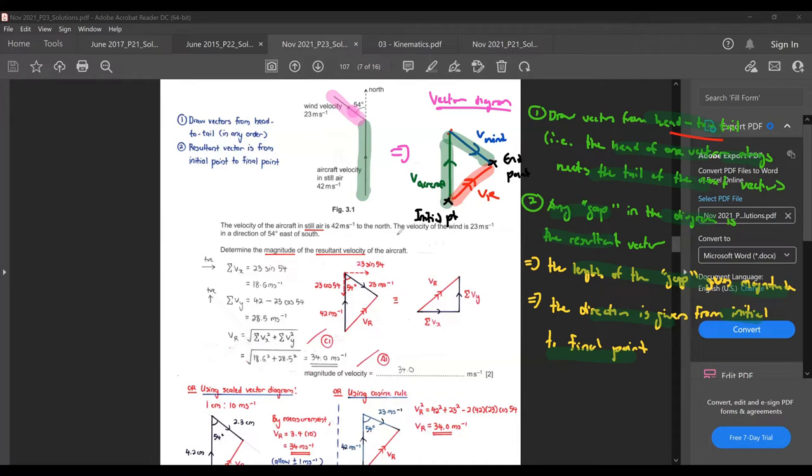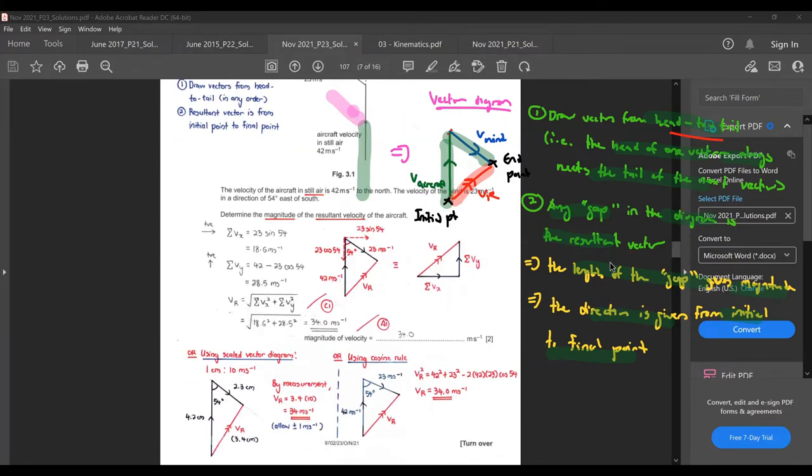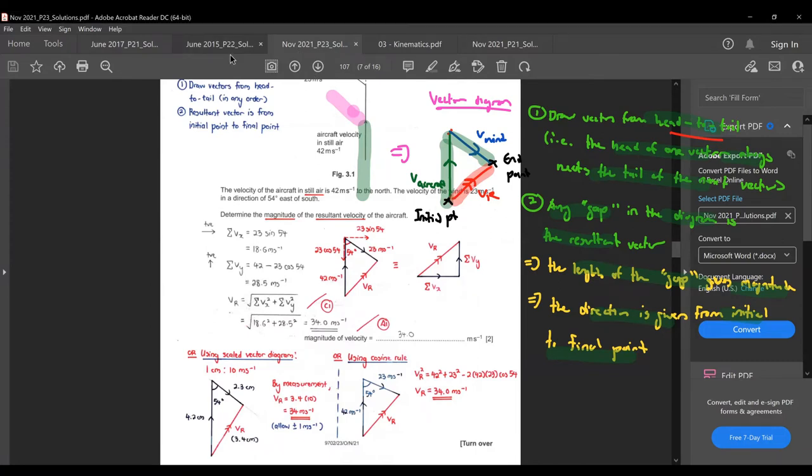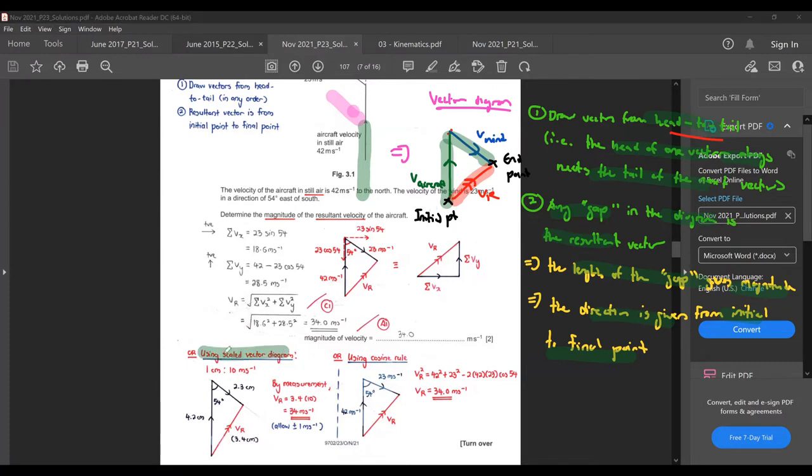Okay, so if you try to use a scale vector diagram for this one, you will still follow the same rule, just that you're drawing it to scale. So what you see over here on the bottom left hand corner is the scale vector diagram, where I tell you 1 centimeter is 10 meter per second. Okay, so if I'm talking about the velocity of the aircraft being 42 meter per second, this one will be 4.2 centimeter. Velocity of the wind being 23 meter per second, this one will be 2.3 centimeter. That's why here you notice I drew it like this: 4.2 centimeter, 2.3 centimeter.